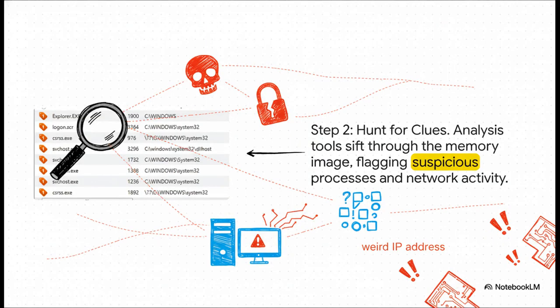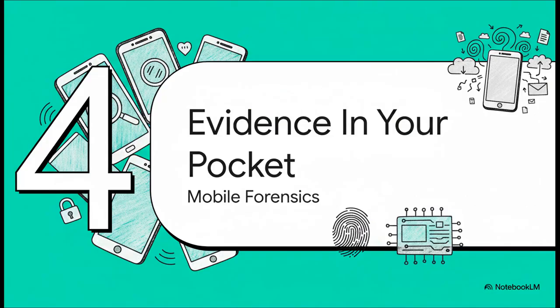Once that copy is secure, the hunt begins. Analysis tools are used to comb through that massive memory file. They can piece together what programs were running, what network connections were active, what files were loaded, and they flag anything that seems out of place, like, say, a normal system process that's trying to connect to a suspicious IP address in another country.